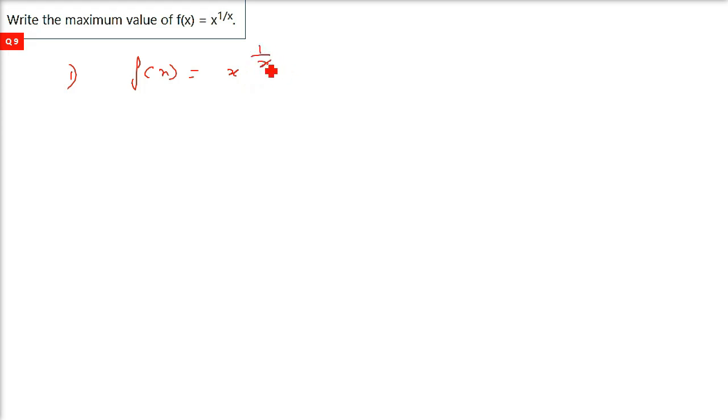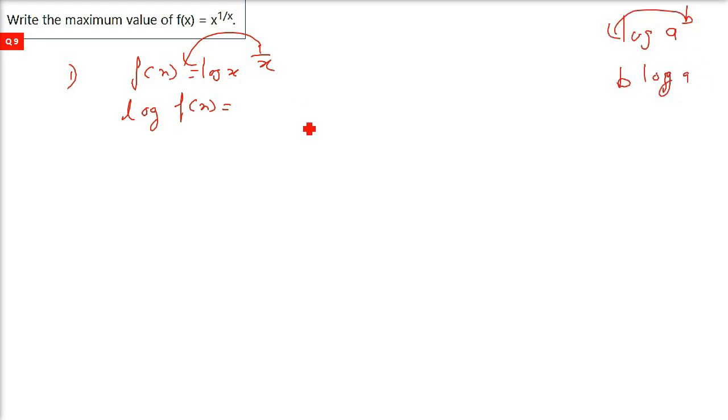f(x) is equal to x raised to power 1 by x. And since we have the power, this is only possible when we take log on both the sides. So log of f(x) is log of x raised 1 by x. So log a to the power b is b log a. This b comes in front. So 1 by x log x. And then the proper differentiation will commence.